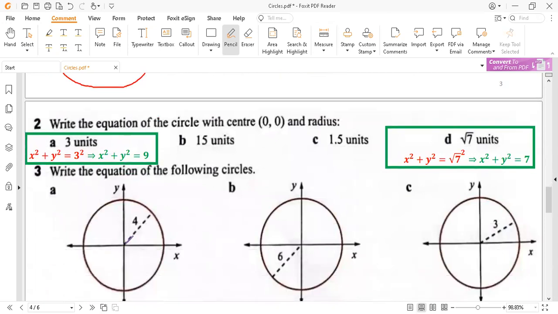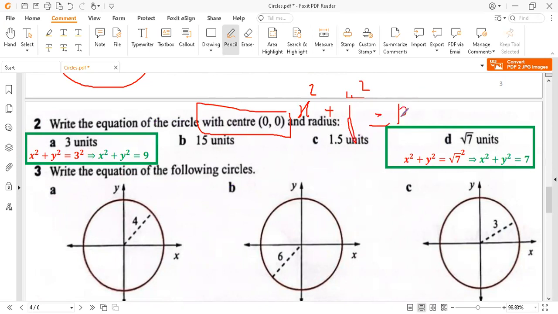In the second exercise, they asked us to write the equation of the circle with center (0, 0). Since it is a circle with center (0, 0), our form is x² + y², easy, equal to 1.